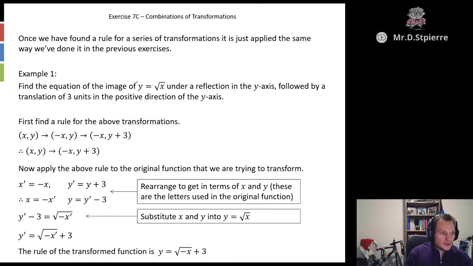Here is another one. We've now been given the equation: y equals square root of x, under a reflection in the y-axis, followed by a translation of 3 units in the positive direction of the y-axis. So here's the breakdown of doing that.